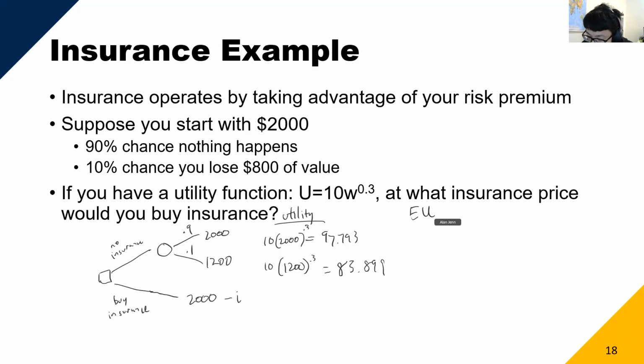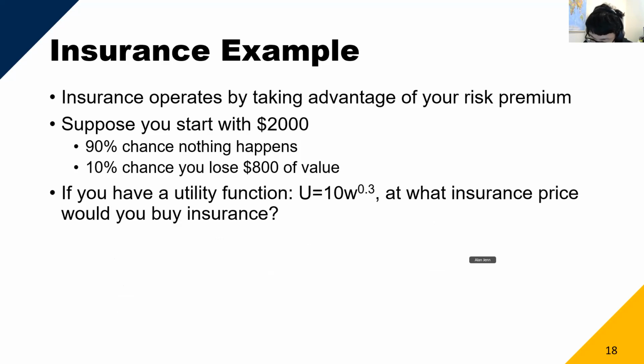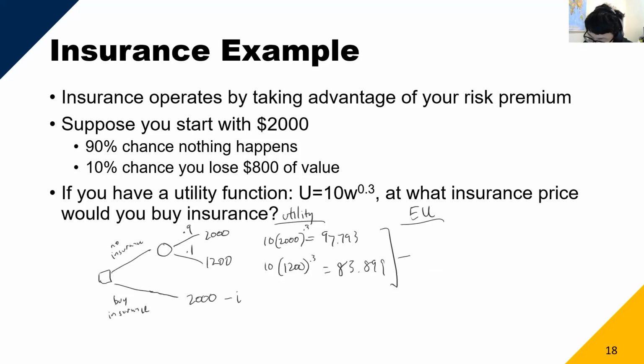The expected utility of this is equal to... Actually, let me just explicitly write this out so that we can make sure there's no confusion. So it's 0.9 times 97.793 plus 0.1 times 83.899. That's equal to 96.404 in terms of utility.